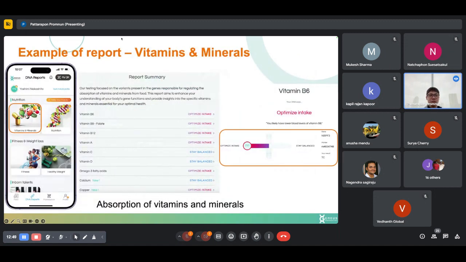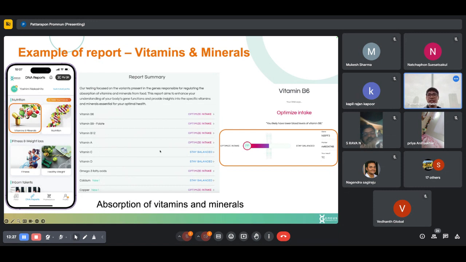For example, the first report is about vitamins and minerals. This is about the absorption, how much your body absorbs the vitamins or minerals from the digestive system. If you can absorb so much, you can get the full amount of vitamins that you eat. But if you rapidly get rid of those vitamins, you have to optimize your intake like this. For example, we have reports of B6, B9, B12, or other minerals.